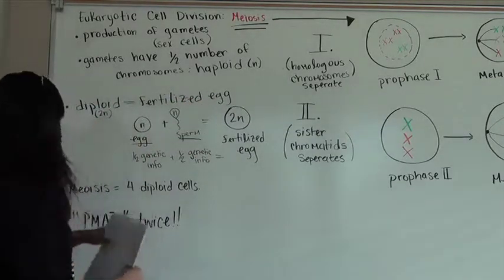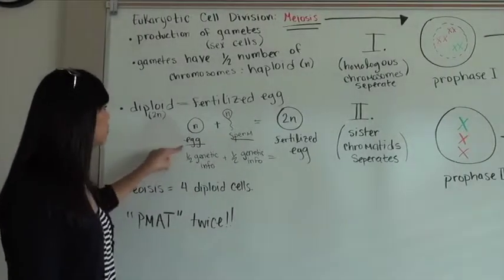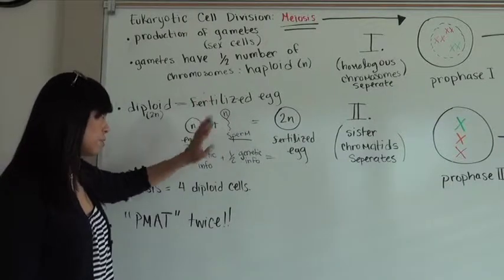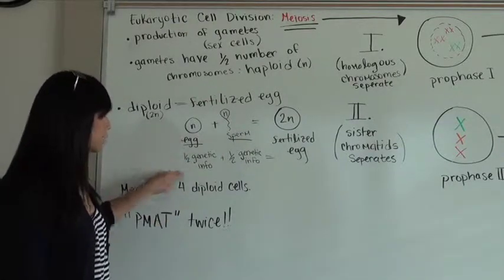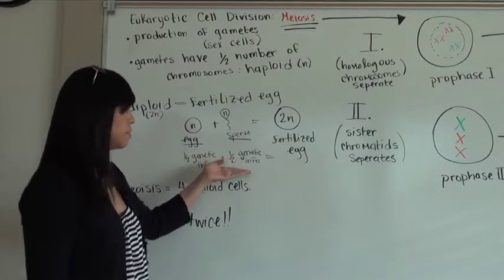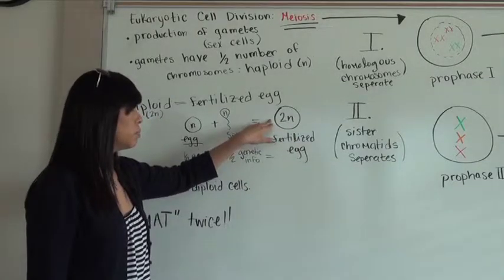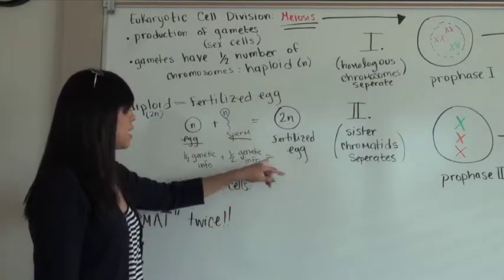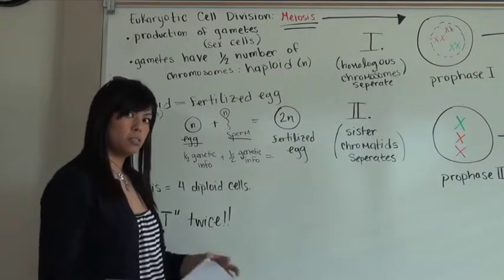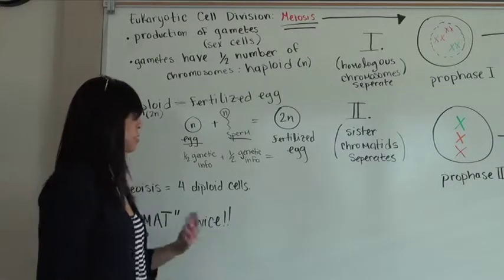I wrote a diagram here to further clarify what I'm trying to say. Let's say we have an egg from a female and a sperm cell from a male. This egg contains half of the genetic information of the mother, and this contains half of the genetic information of the father. Once fertilized, it becomes a diploid, abbreviated as 2N, a fertilized egg, and it has both genetic information to match up and start developing into a fetus.